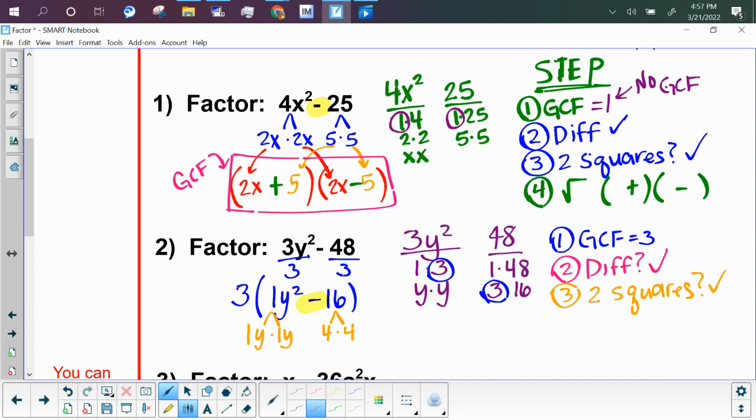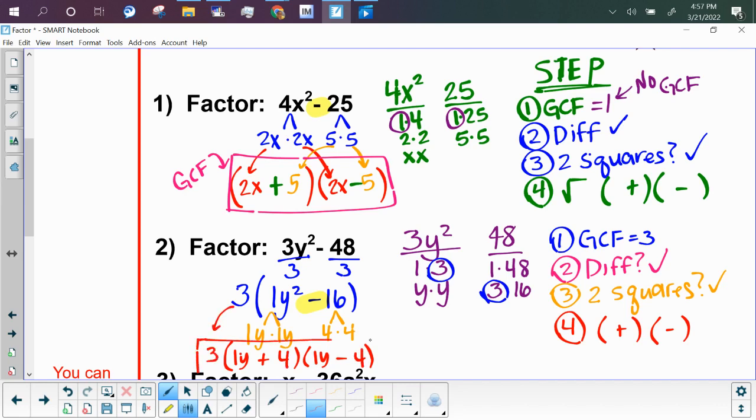Now this is where I'm ready to write my final answer. I do my 2 parentheses, one with a plus, one with a minus, and I shove that stuff in it. So I've got my 2 parentheses, one with plus, one with minus. I got 1y in the front of each one and 4 in the back of each one. And I don't want to forget my original GCF. That is the final answer.